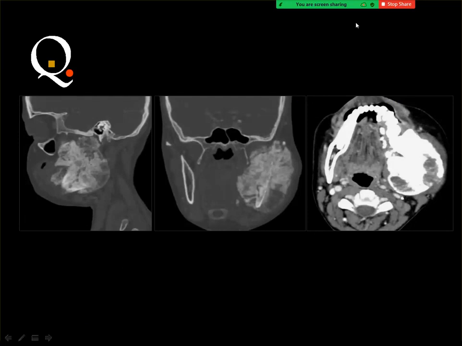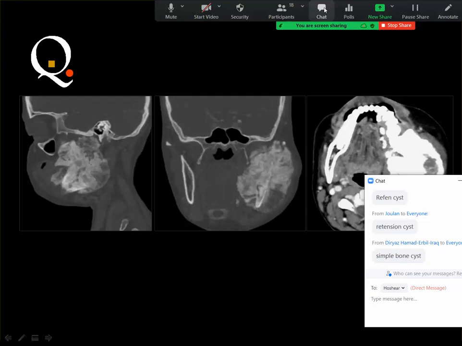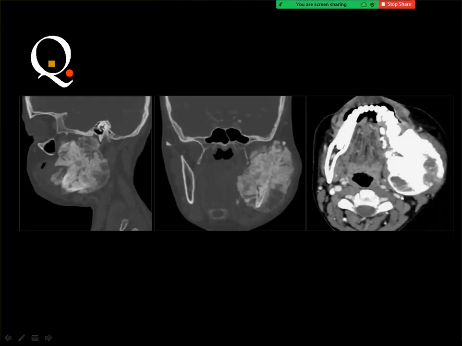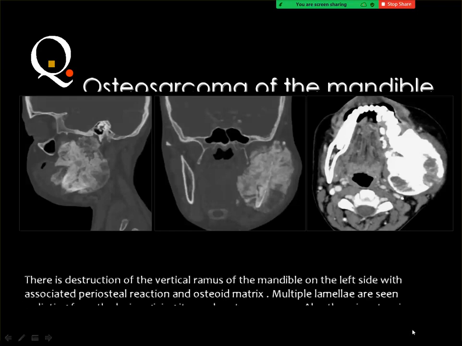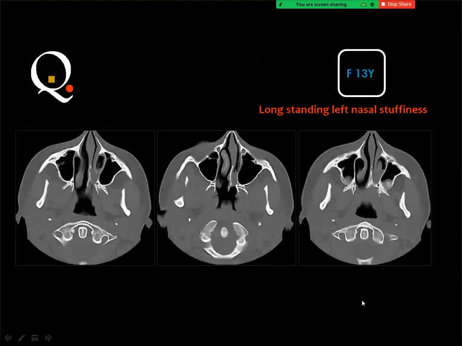This is a classic appearance of, yes, an osteosarcoma of the mandible with the classic sun ray spiculations typical of osteosarcoma in the mandible. And this is also an appearance of osteosarcoma in the mandible with sun ray spiculations and a big soft tissue mass surrounding the affected mandibular ramus.